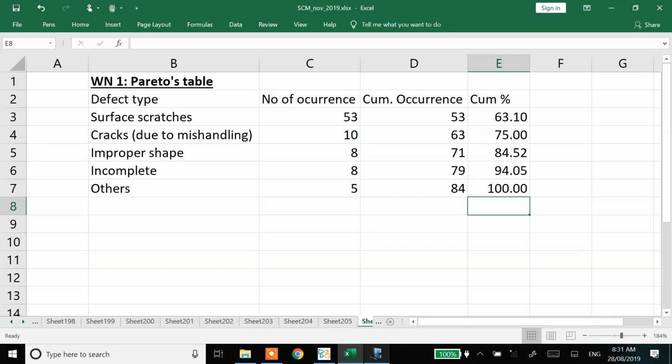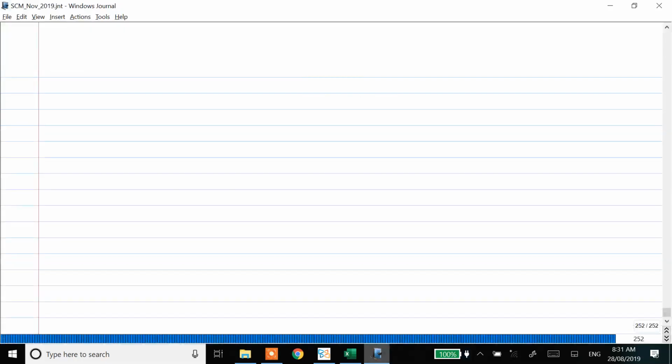If I want an 80% result, I will also try to reduce improper shapes. That will help me in bringing down the defect percentage from 100 to less than 20. So my major area of focus is going to be surface scratch and cracks. Clear? Any doubts on this? Okay, now I'll put it in a chart form.